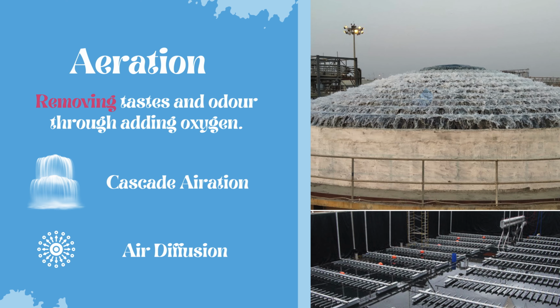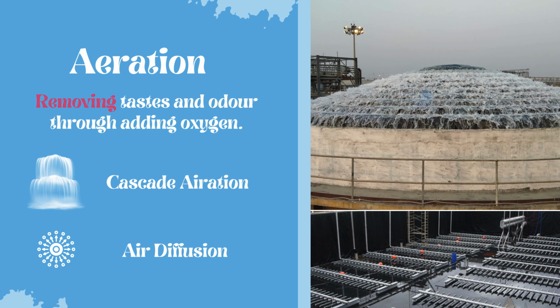Now let's enter the world of aeration, where we tackle taste and odors by infusing oxygen into water. Cascade aeration. This method involves creating a cascade effect where water flows over a series of steps or trays, allowing it to come into contact with the air and absorb oxygen. This enhances the aeration process, promoting the removal of undesirable taste and odors.